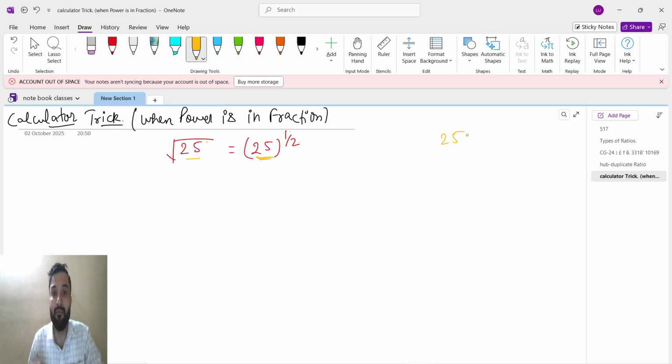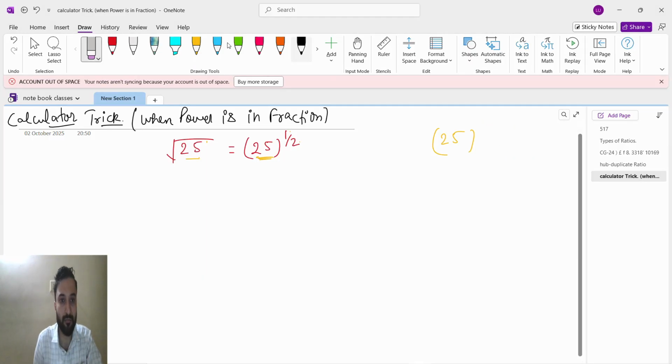We will not say nothing. Nothing means 0, and anything to the power 0 is 1. So if the power is not given, we'll say it is 1, right? 25 power 1 is what? 25. So if the power is not given, we'll take it as 1.